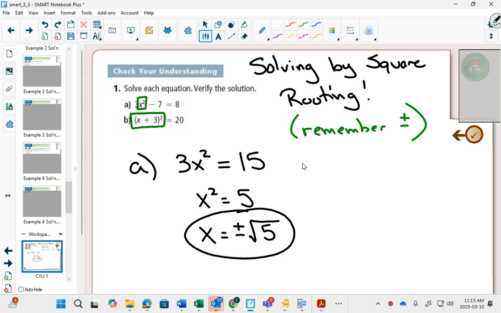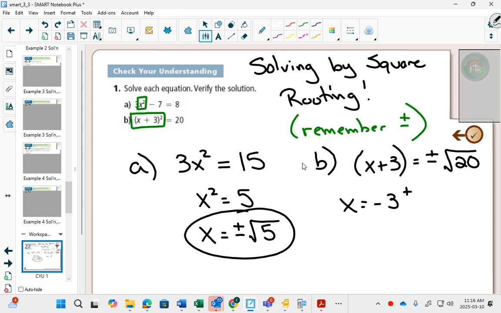Then in B, what's being squared is already by itself. So if I square root both sides, this side will just be x plus 3, and this side will be plus or minus the square root of 20. Now to get x by itself, we would have to subtract the 3 to the other side. And if you can reduce your square root, you must.